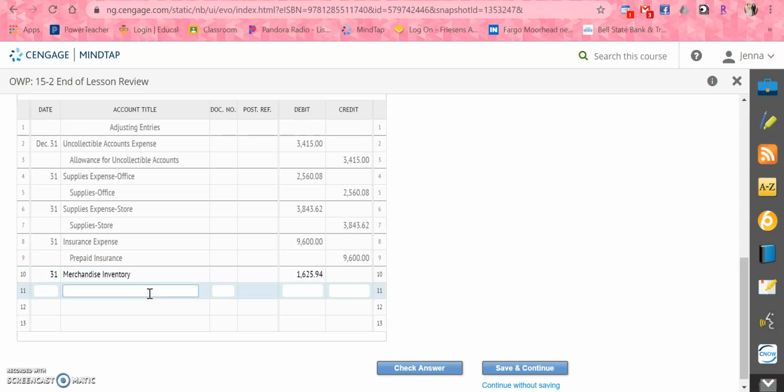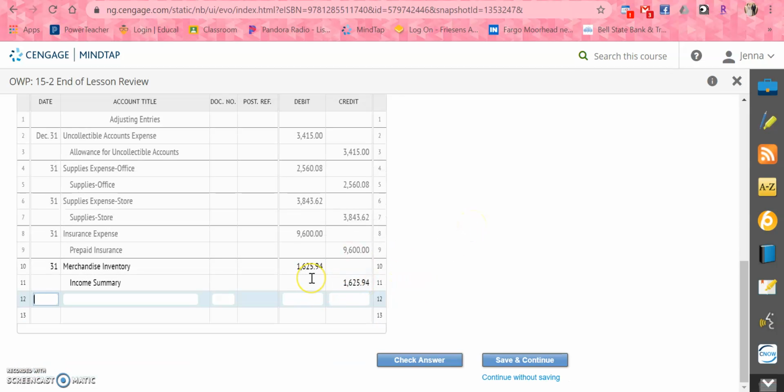And then I need to credit an account. Now, notice on these adjusting entries, we have expense accounts that go with those, like prepaid insurance has an expense account that goes with it. We don't have that for merchandise inventory. This is where we're going to use income summary. Remember in the lecture I talked about this is the account that we use to kind of just throw things in for right now, and then we'll worry about those numbers later on. So I'm going to put income summary, and I'm going to credit for $1,625.94.